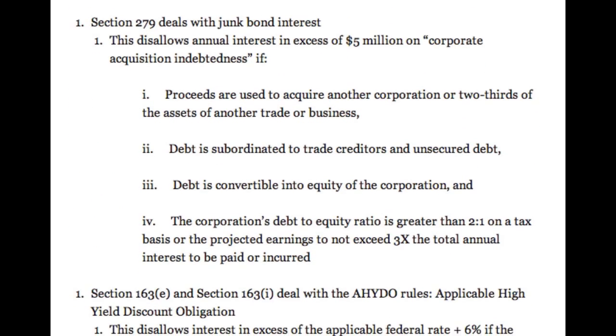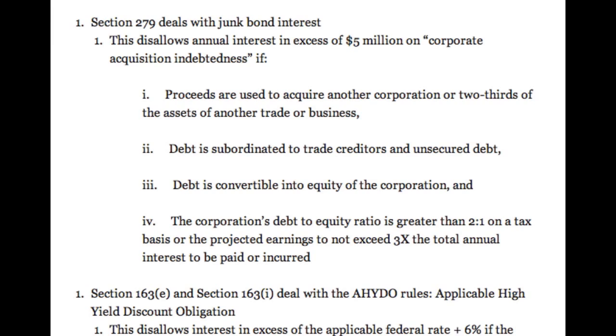Section 279 deals with junk bond interest, and what this does is it disallows annual interest in excess of $5 million on corporate acquisition indebtedness if there are four considerations. First one is if the proceeds are used to acquire another corporation or 2/3 of the assets of another trade or business. The next one is if debt is subordinated to trade creditors and unsecured debt.